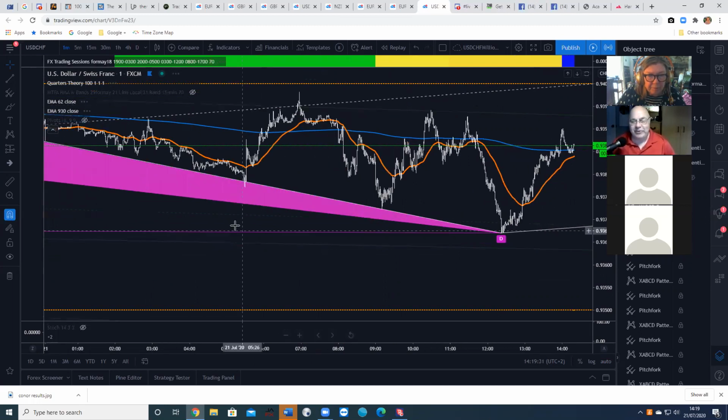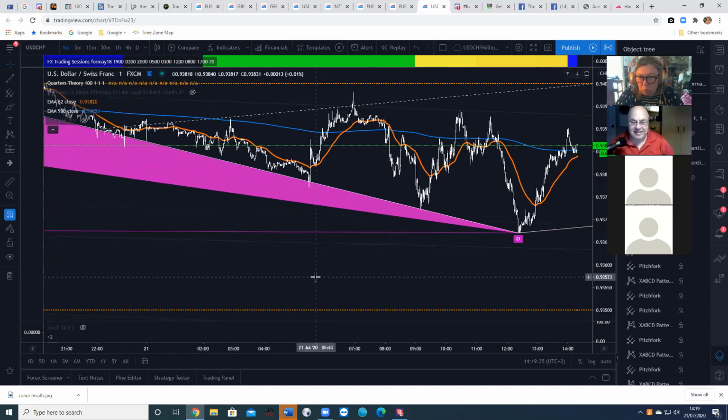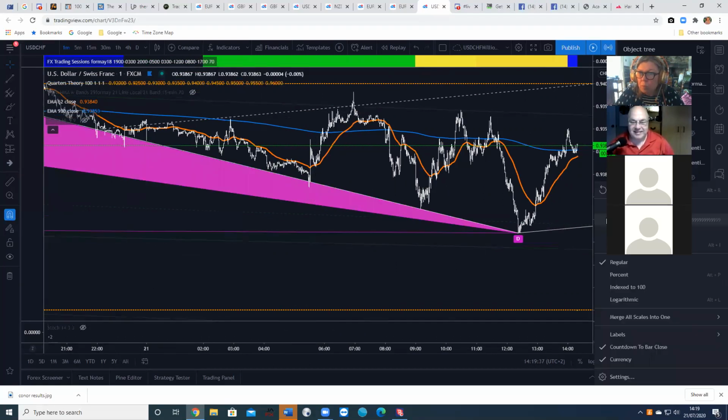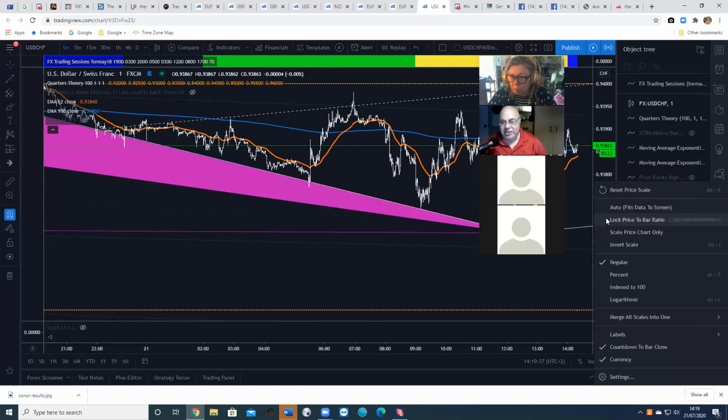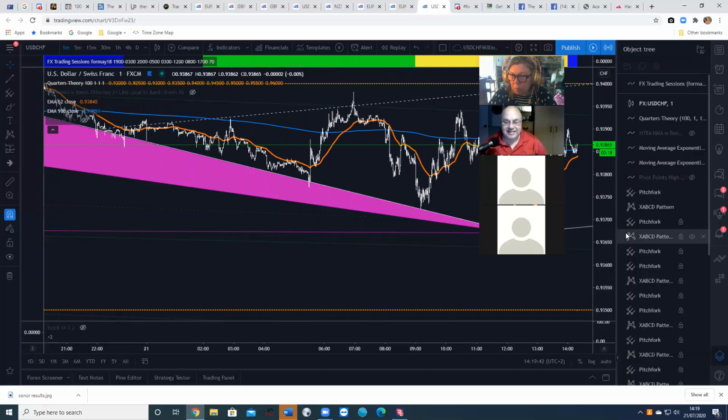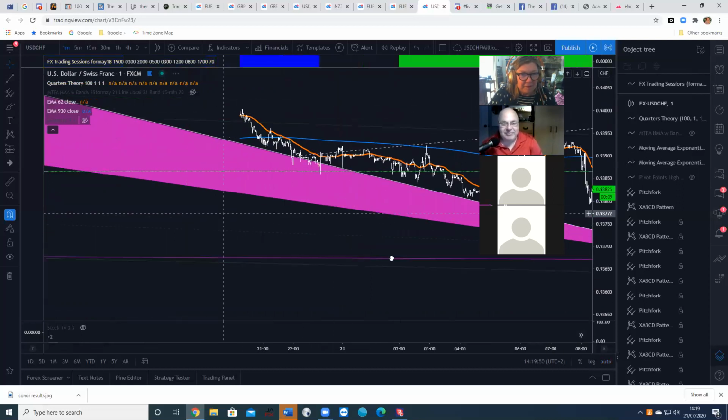I got another tip for you that'll make your life easier. Go right click on your price axis. And then turn on scale price chart only. Well, you'll see. Now just continue on with locking your points on.